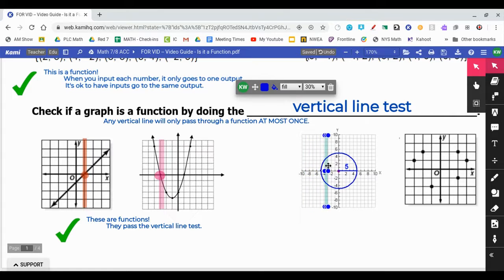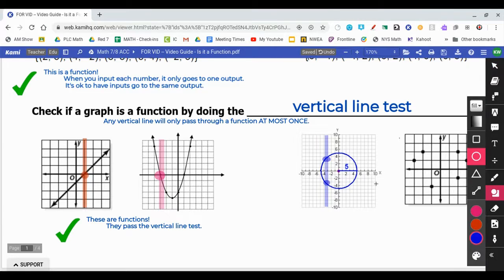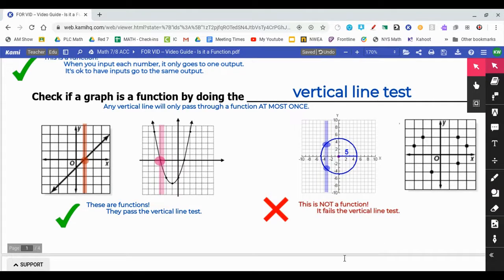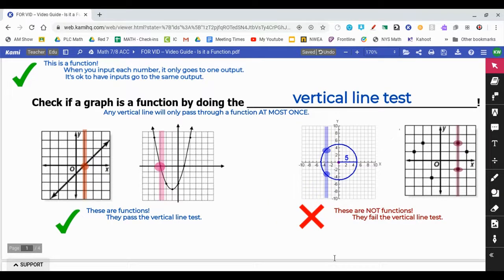For my next example, I'm dragging a vertical line across the coordinate plane, and I can pretty much stop right here because this vertical line intersects the circle at 2 different points, which is more than once. So we say this is not a function because it fails the vertical line test. And for my last example, I am dragging a vertical line across the coordinate plane to see if it ever intersects more than once. And right here, I notice that it intersects at 2 different points, which means that the x value, 2, has 2 different outputs, a y value of 2 and a y value of -1. So it fails the vertical line test.